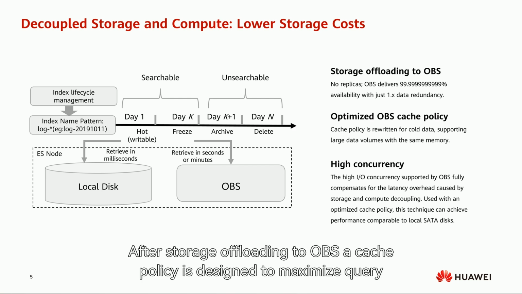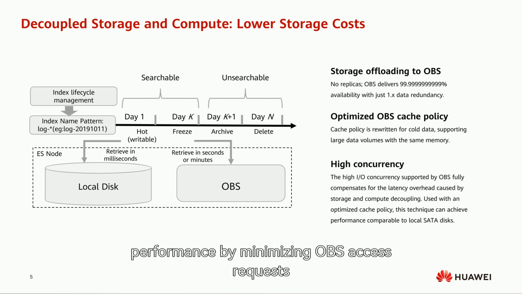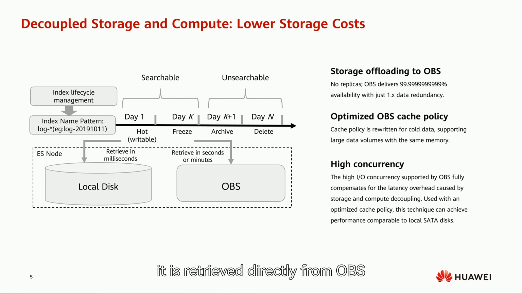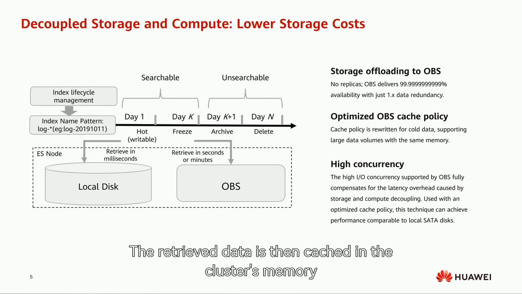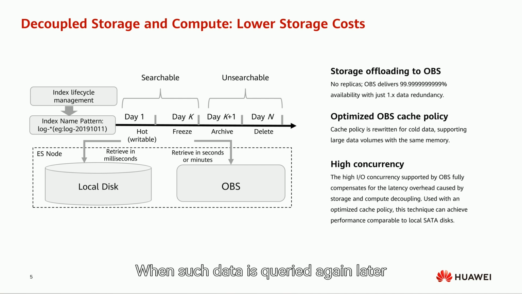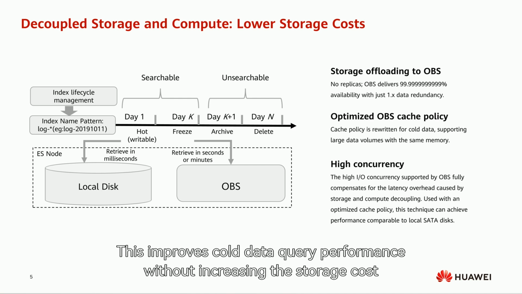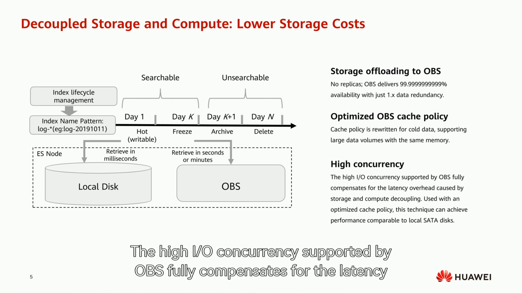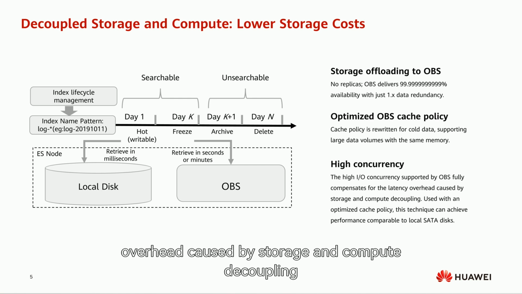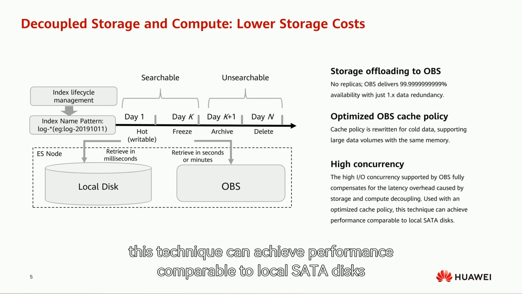After storage offloading to OBS, a cache policy is designed to maximize query performance by minimizing OBS access requests. When cold data is queried for the first time, it is retrieved directly from OBS. The retrieved data is then cached in the cluster's memory. When such data is queried again later, the cluster will try to find the data in the cache first. This improves cold data query performance without increasing the storage cost. The high I/O concurrency supported by OBS fully compensates for the latency overhead caused by storage and compute decoupling. Used with an optimized cache policy, this technique can achieve performance comparable to local SATA disks.